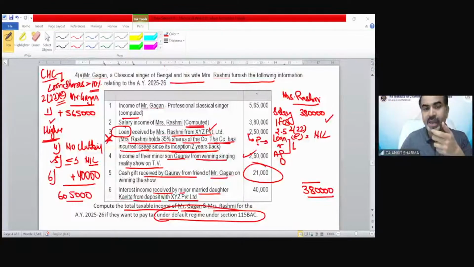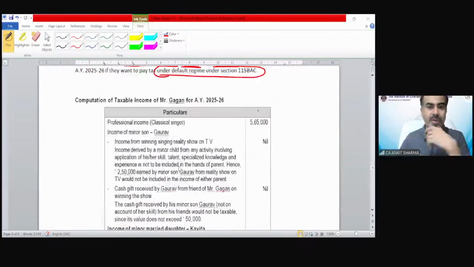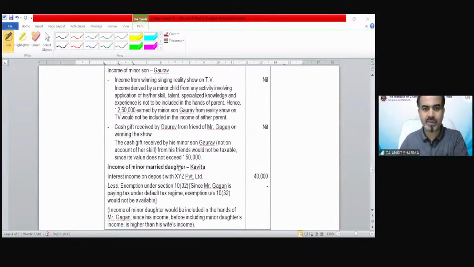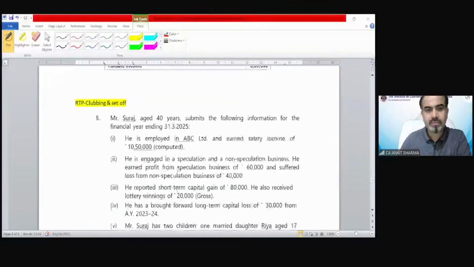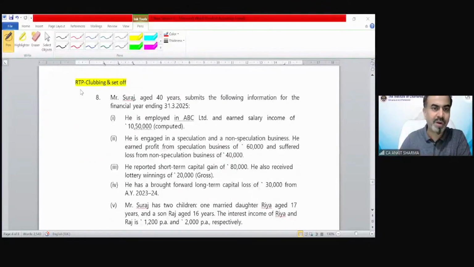And there would not be any exemption of section 10(32). Why? Because we are going to solve the question as per the default tax regime. So we did not give any section 10(32) 1,500 rupees exemption in this case. I hope it's clear now. Okay, moving forward, the solution is over here. Now this question is from your RTP.